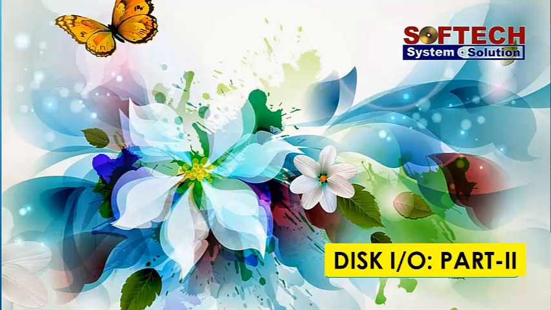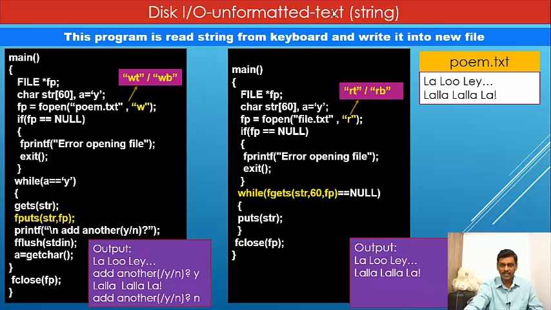The next one is string I/O. Whether disk input is unformatted or formatted, we can use the same functions to access the string: fputs and fgets. fputs writes a string to a file, and fgets reads a string from a file. By using fgets and fputs, we write and read a string to a text mode file.